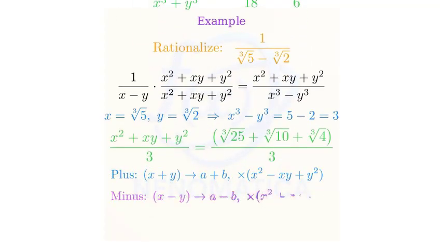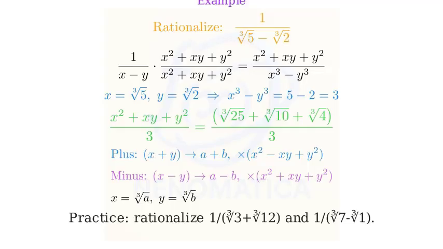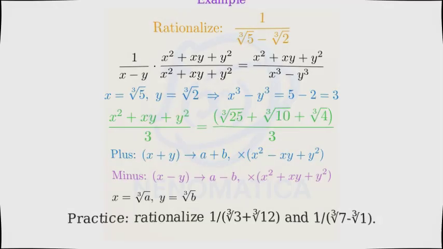Quick recap. For a plus sign, multiply by x² − xy + y², and the denominator becomes a plus b. For a minus sign, multiply by x² + xy + y², and the denominator becomes a minus b. These come straight from the sum and difference of cubes. You now have a reliable method to rationalize any denominator that is a sum or difference of cube roots. Practice with a few more pairs of numbers to build speed and confidence.